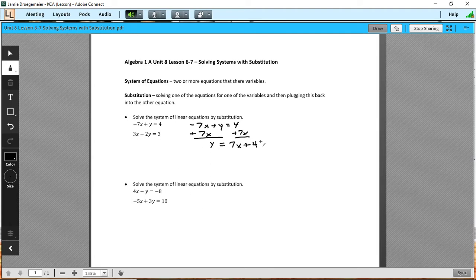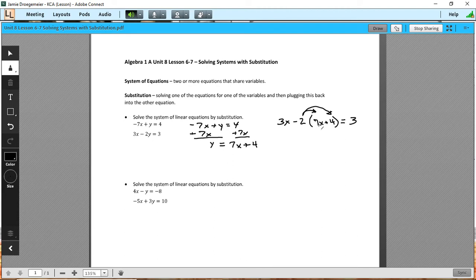What I can do is take that second equation, 3x minus 2y equals 3, and plug that 7x plus 4 into it in place of y. So instead of 2 times y, I'm going to take 2 times 7x plus 4, because I know that 7x plus 4 is equal to y, and then finish the equation equals 3. The reason we do that is now I just have one variable. I see x in a few different places, but now the y is gone, and so I can just solve this equation for x.